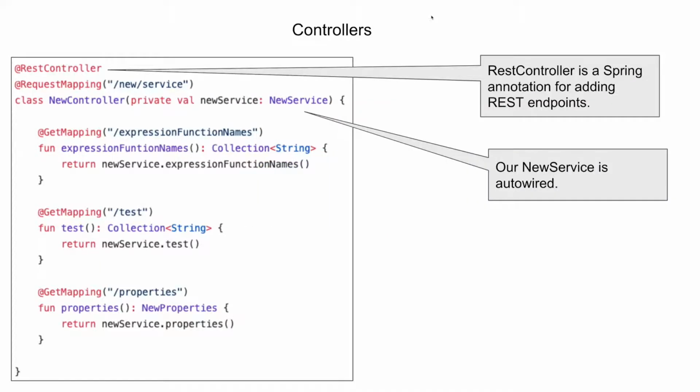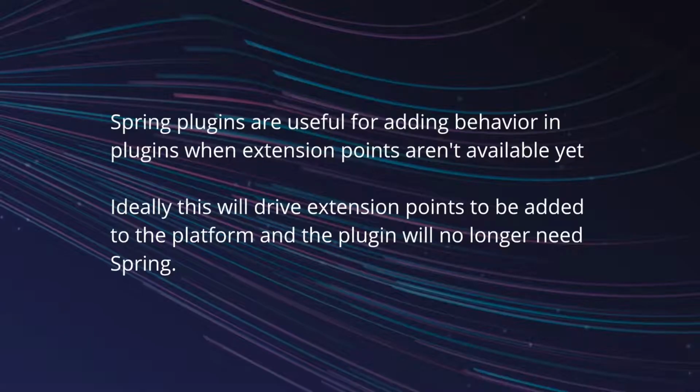Rest controller is another widely used Spring annotation for adding endpoints to your application. You can see our new service is auto wired in, and we're adding 3 endpoints that delegate down to the new service. Spring plugins are handy if the behavior that you want to add doesn't have a related extension point yet. Ideally, when writing a Spring plugin, you'll take note of extension points that you wish existed that you would have used.